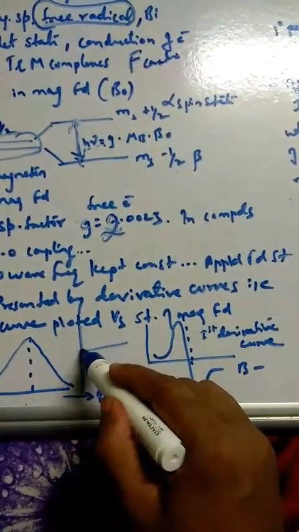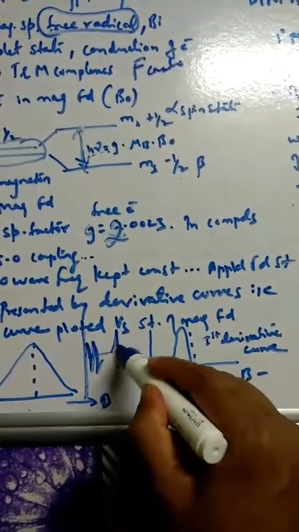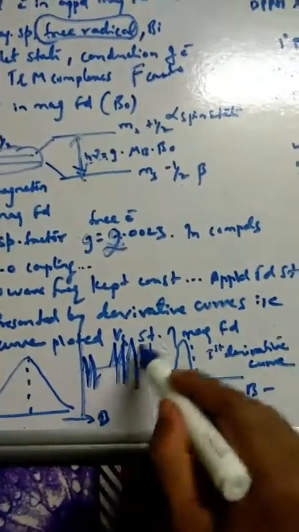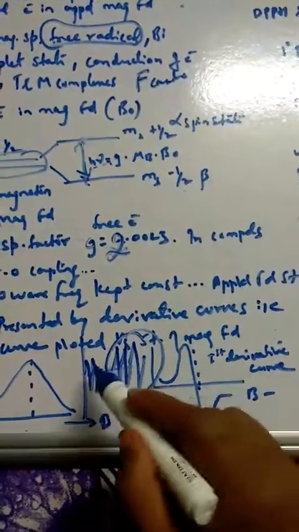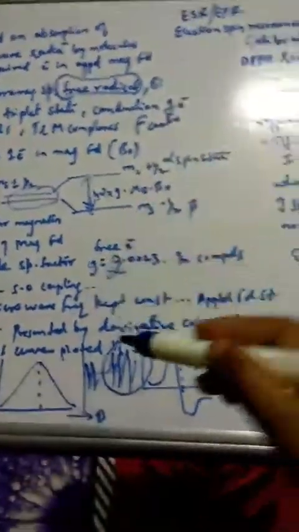So if it is a doublet, it has 2 lines like this; a triplet means 1, 2, 3, 3 lines like this; a doublet means 2 lines like this. This is the triplet, this is the doublet.